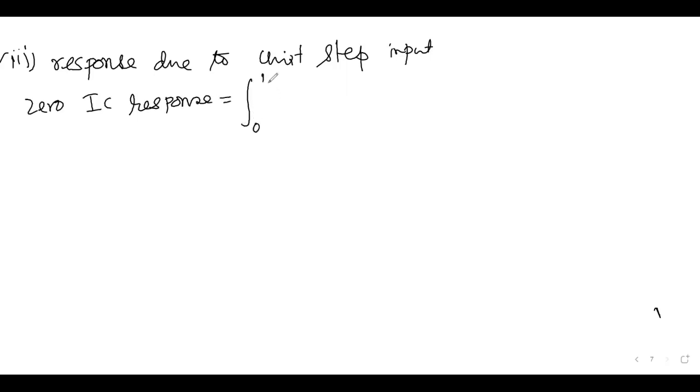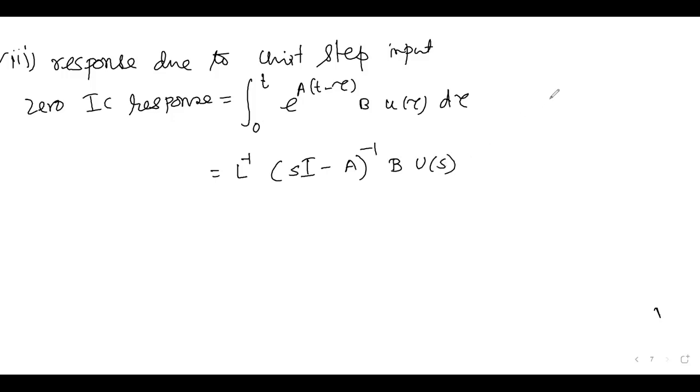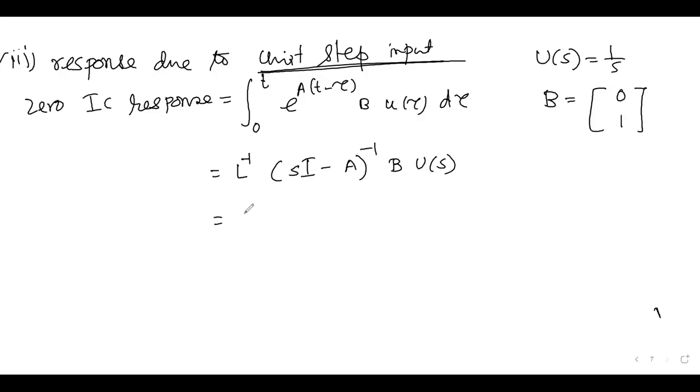It is the integral from 0 to t of e to the power A(t minus tau) B u(tau) d tau. This is the zero IC response. That is, this is basically the Laplace inverse of (sI minus A) inverse B U(s). The input is a unit step, so U(s) is 1 by s. B is given, B is 0 1. Now we have already calculated (sI minus A) inverse.